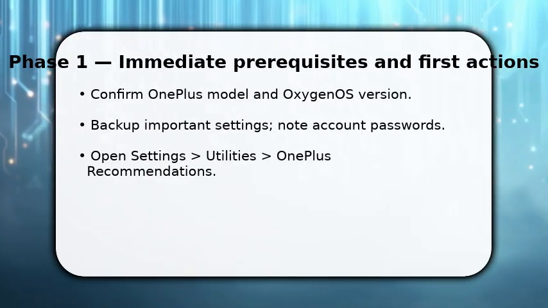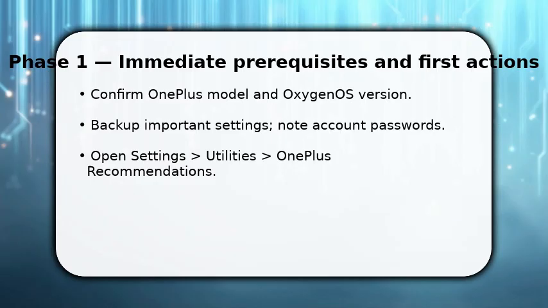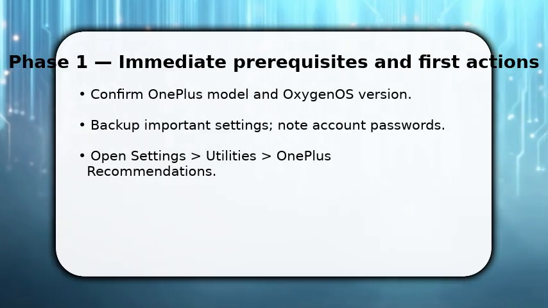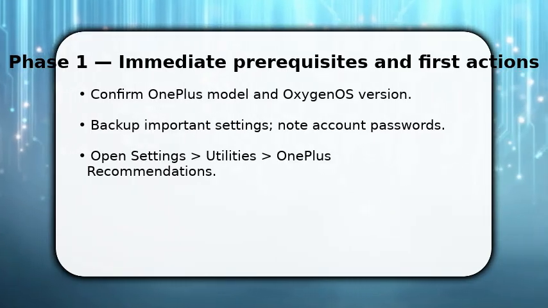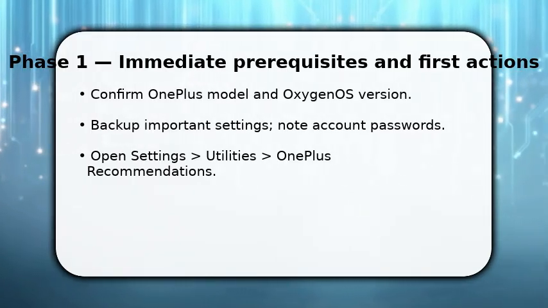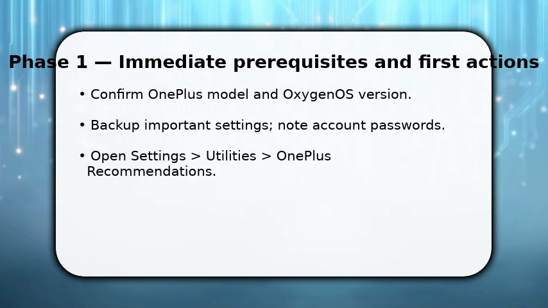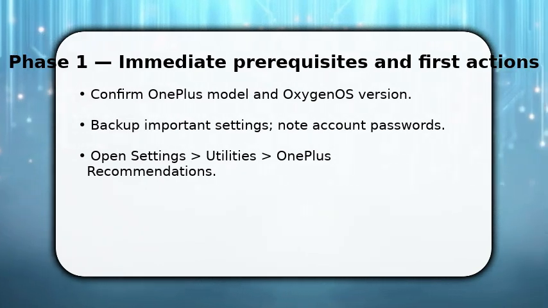Now open Settings and go straight to Utilities, where OnePlus recommendations or ads controls usually live. You're preparing the path. This ensures you won't chase wrong options later and sets you up for the quick toggles that follow. Next, you'll remove ads from core areas.